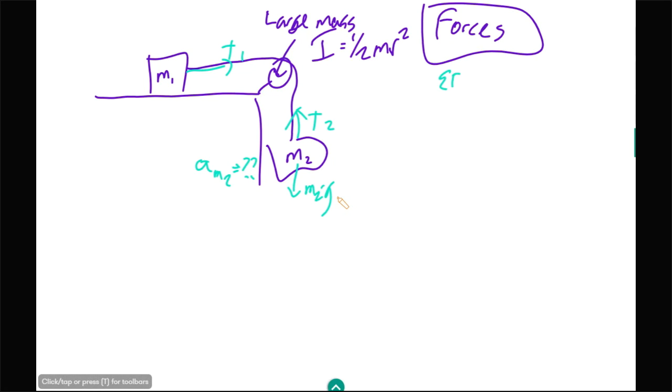So we still look at this. Sum of the forces equals ma. m2g minus T2 equals m2a. So that was block 2. Block 1 will have F equals ma.